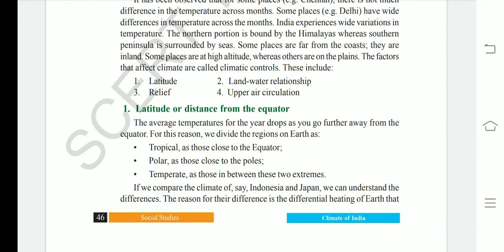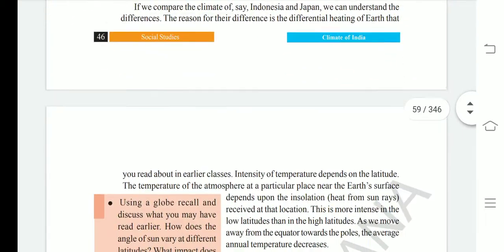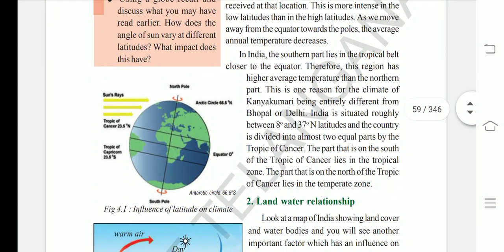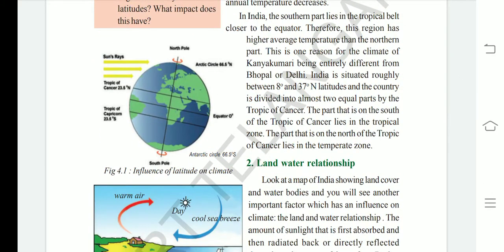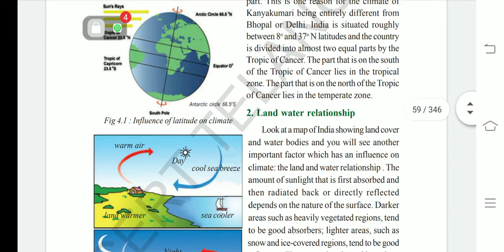This is about latitudes. Latitudes influence the climate of a place. This we have seen yesterday. Now we move to another factor which influences the climate of India. That is the land-water relationship.